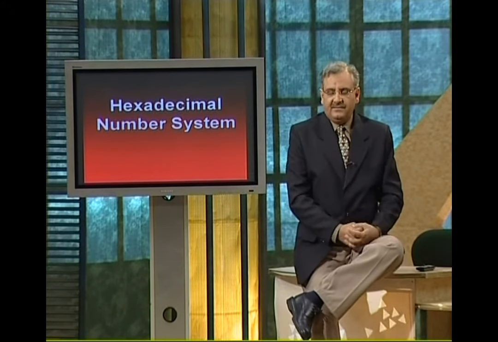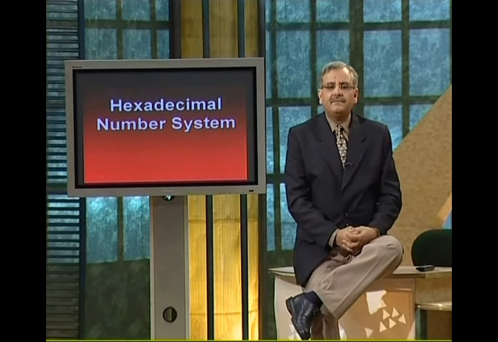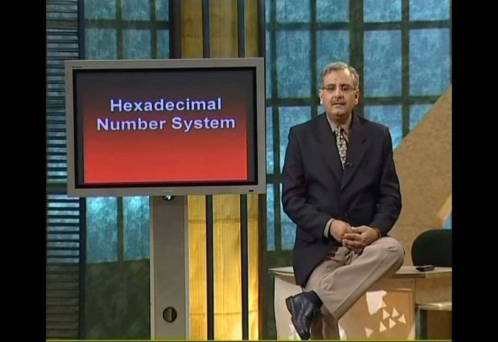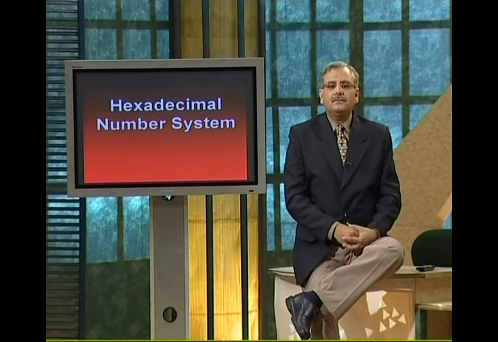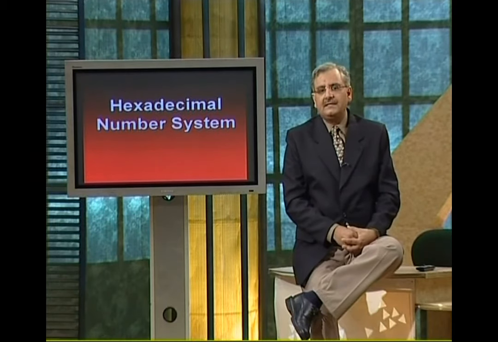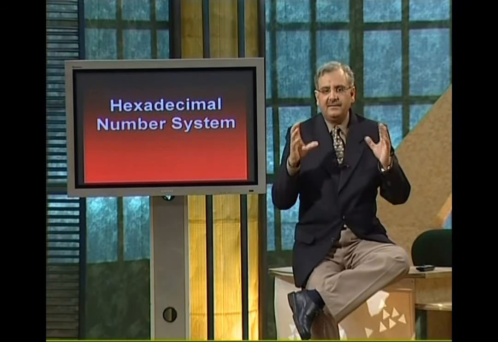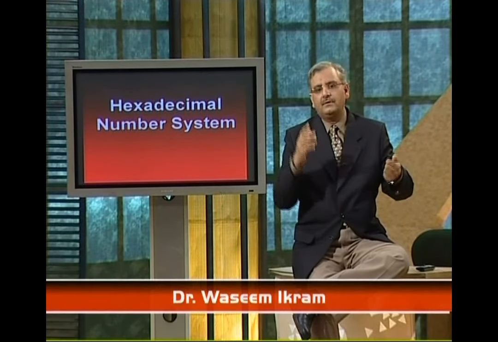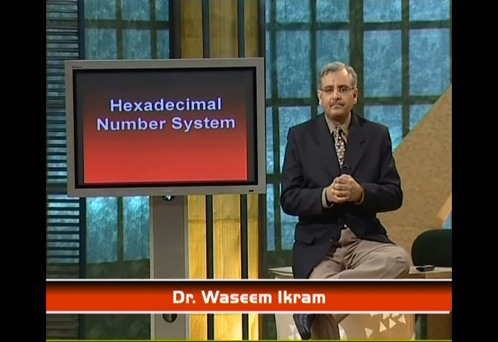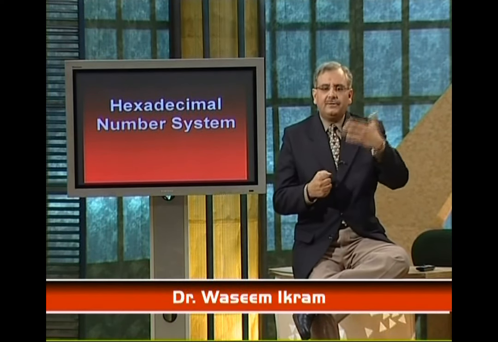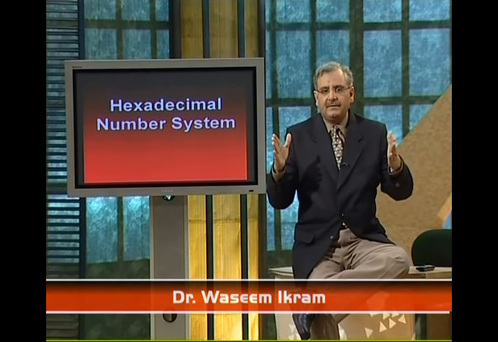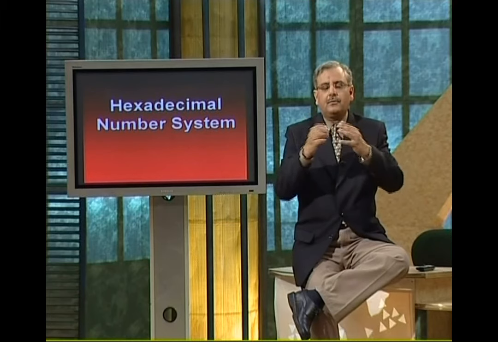Since it's a base 16 number system, it has 16 different values, 0, 1, 2, 3, up to 9. Then the next 6 values are written as A, B, C, D, E, and F. So the hexadecimal number system has values ranging from the number 0 up to F. As I've said, the utility of the hexadecimal number system is to write long binary numbers in a concise or compact form.